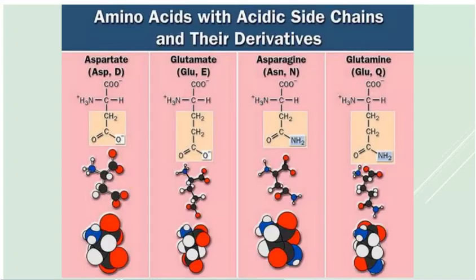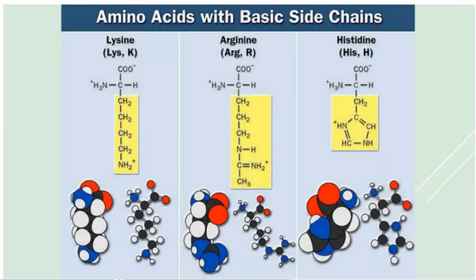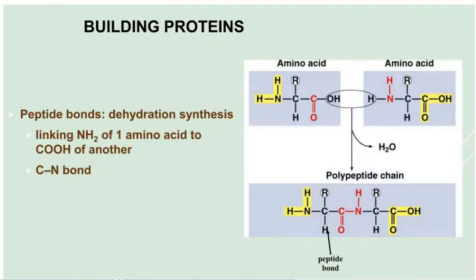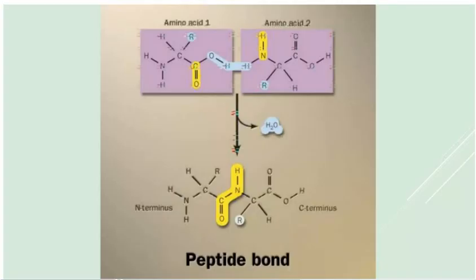Think about it. So amino acids with acidic side chain and their derivatives: aspartate, glutamate, asparagine and glutamine. See this. Amino acids with basic side chain, you can see lysine, arginine and histidine. So building proteins, peptide bond, you know dehydration synthesis, linking NH2 of one amino acid to COOH group of another and forming C-N bond. So look at the peptide bond.